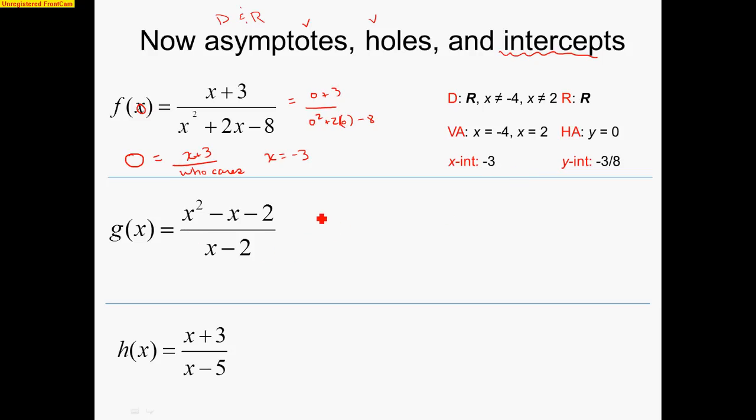How about the second one? The second one, how do you find a y-intercept? Plug in 0 for x, and you get -2 over -2, which is 1. To find the x-intercept, you plug in 0 for y. And remember, this canceled out, right? The factor of x minus 2 canceled out, and you were left with x plus 1. So you can plug into the simplified version and you get x is equal to -1.